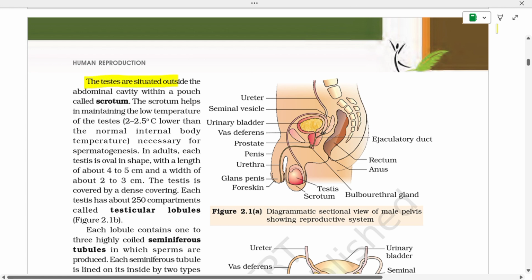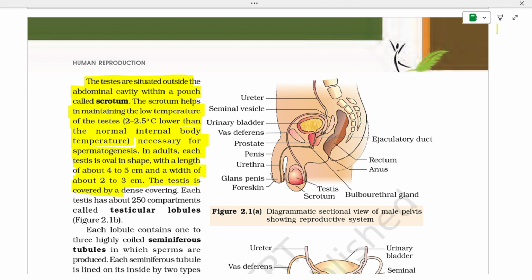The testes are situated outside the abdominal cavity within a pouch called scrotum. The scrotum helps in maintaining the low temperature of testes, 2 to 2.5 degrees Celsius lower than the normal internal body temperature, necessary for spermatogenesis. In adults, each testis is oval in shape with a length of about 4 to 5 cm and a width of about 2 to 3 cm.